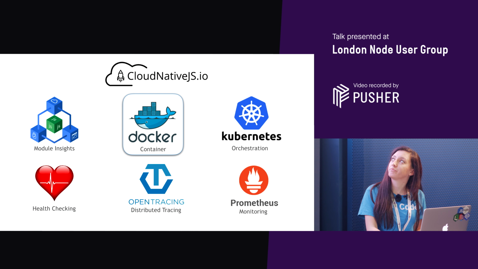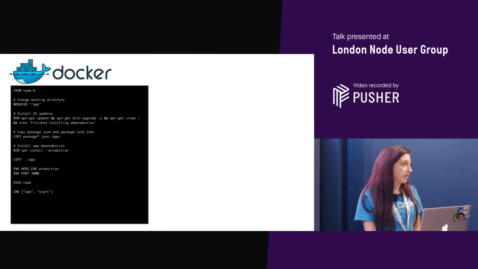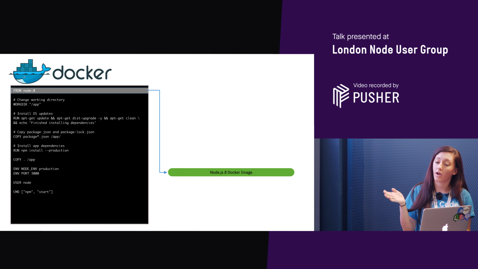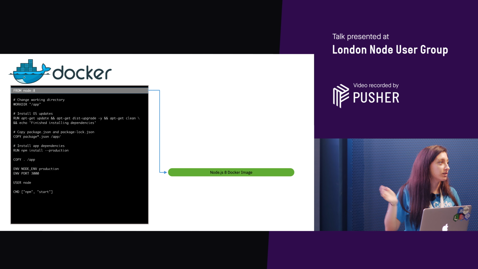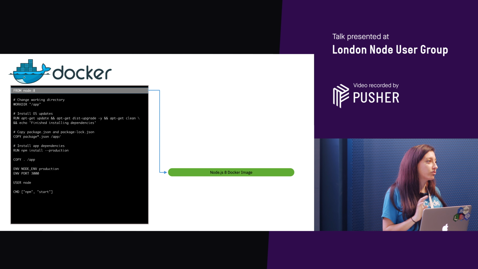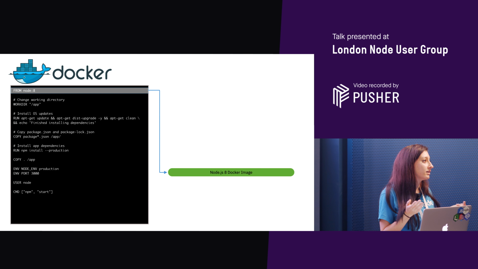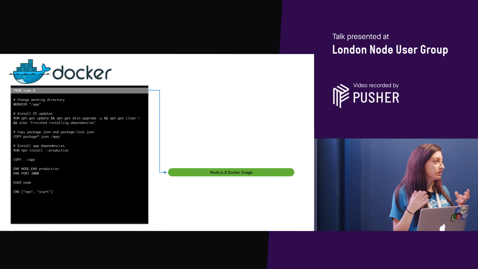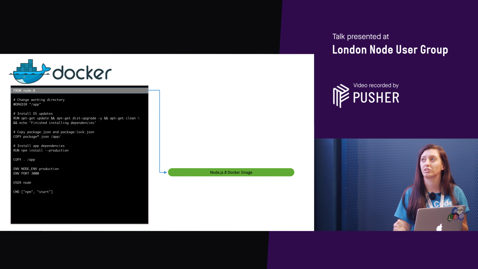And then we have Docker. What we're doing here is, as part of Cloud Native JS, we provide sample Docker files. So these files, at first, they just assume you've got an Express app running on port 3000, but that's all configurable. And what we've done is provided this so you can just pull it into your app, do a Docker build, and then you've got your Node application packaged up.